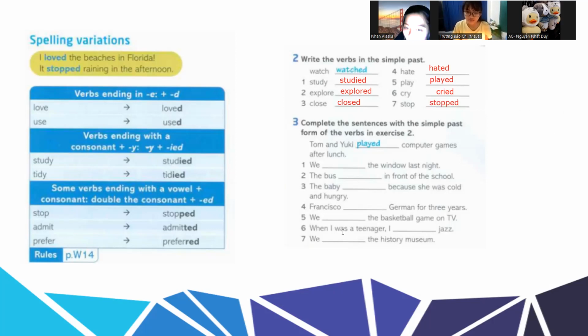Now, what you're going to do in activity number 3 is connected to activity number 2. Now that you were able to make them in their past form, you're going to help me figure out in which sentence each will suit. For example, Tom and Yuki played computer games after lunch. So with this one, the appropriate verb is played.